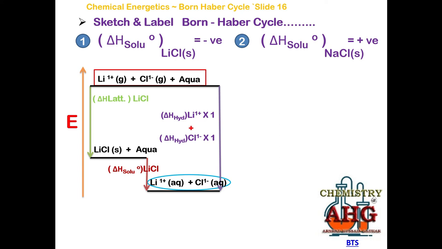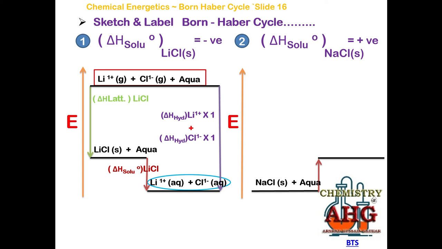Okay students, I hope you have constructed the Born-Haber cycle. Let's see how to sketch the Born-Haber cycle for sodium chloride. Draw the energy line directed upward, and close to the lower end, place the reactants: sodium chloride solid and water aqua. Since this is an endothermic reaction, the arrow from this position will move up. At the head of the arrow we will place the products. What products? Hydrated sodium ions and hydrated chloride ions. And what will the enthalpy change of this reaction be labeled as? This is the enthalpy change of solution.